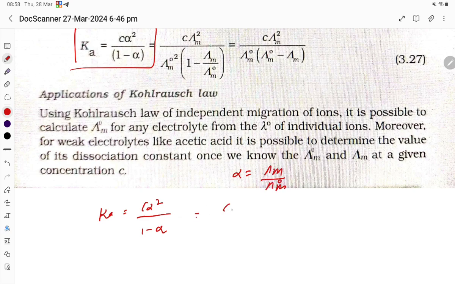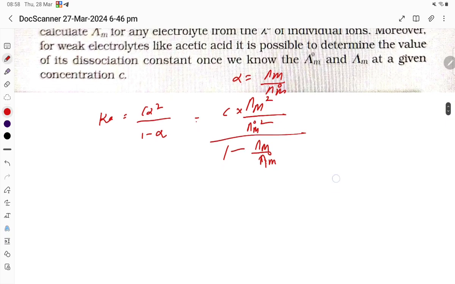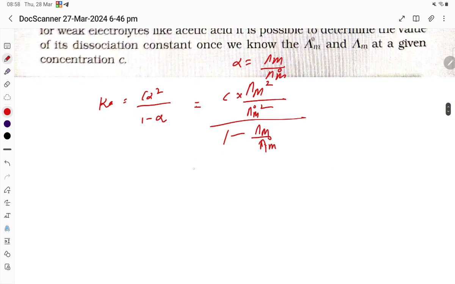So we are plugging in the value. Here it will be C lambda m square divided by lambda m naught square, total divided by 1 minus lambda m upon lambda m naught. Now we have to solve this one.